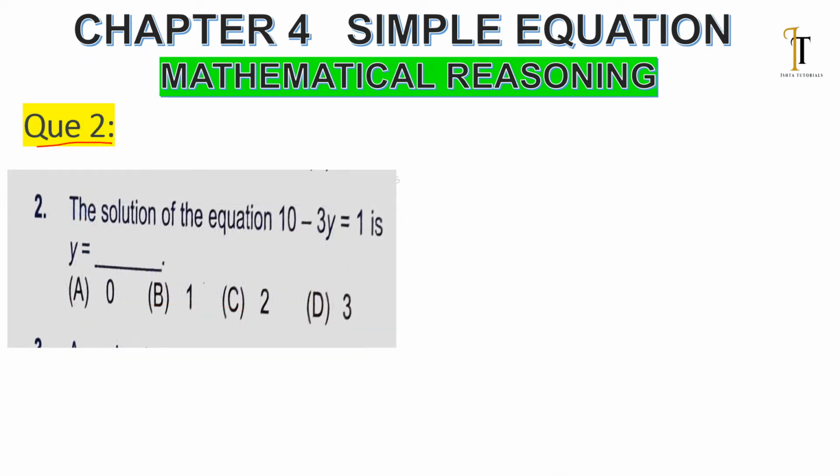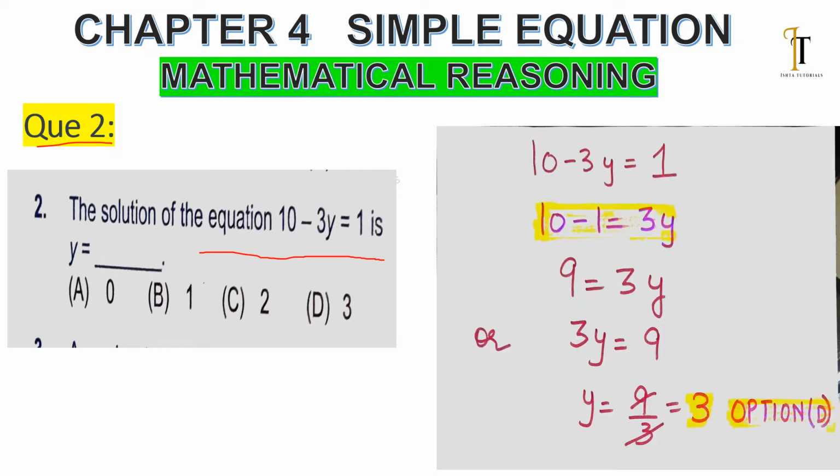Question number 2. The solution of the equation 10 minus 3y is equal to 1. Solution means you need to find the value of y. It's easy, with the help of the transposing method, keep the numbers on one side and the terms with variables on the other side, like in the solution. Now on solving we got y is equal to 3. Now let's check in the options, that is option D.